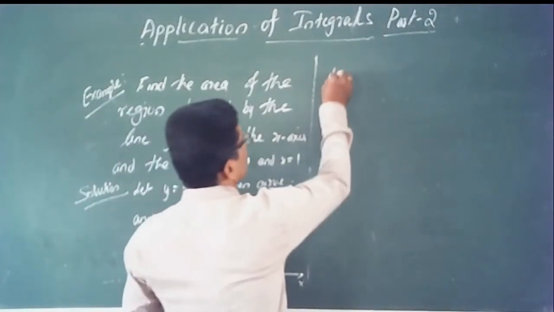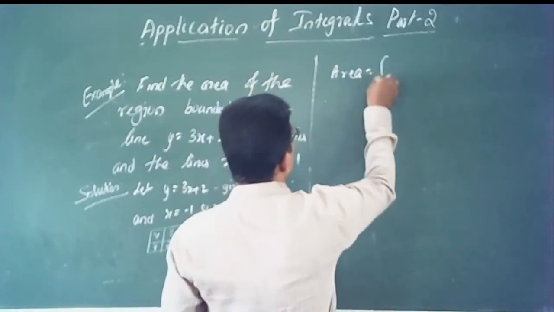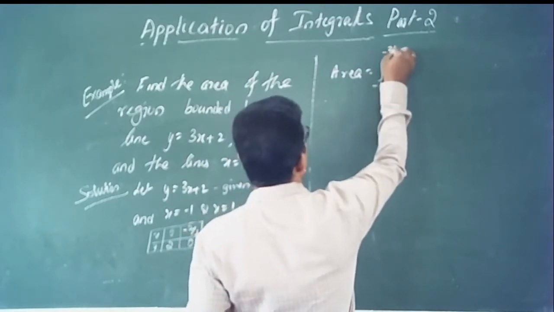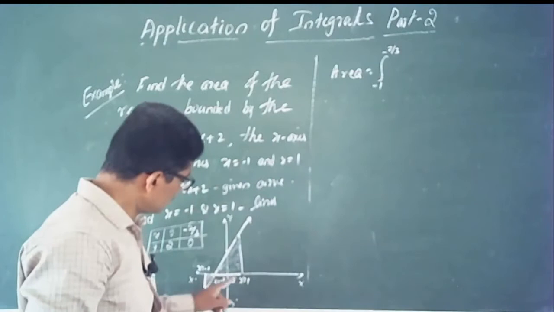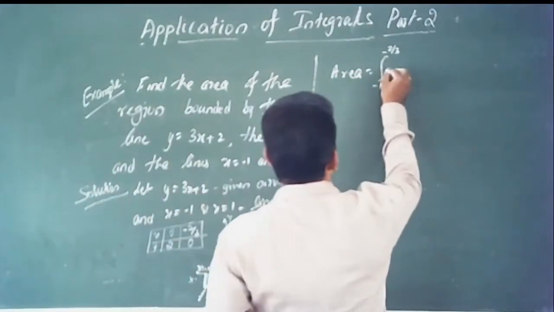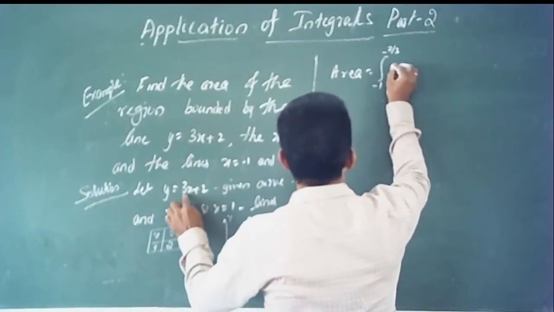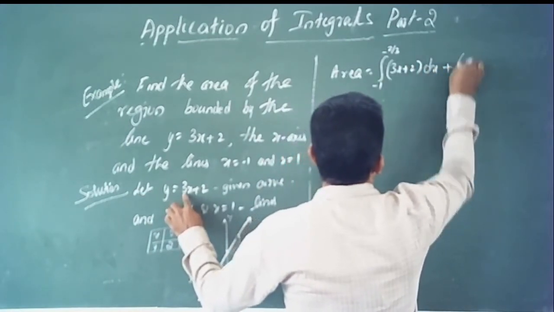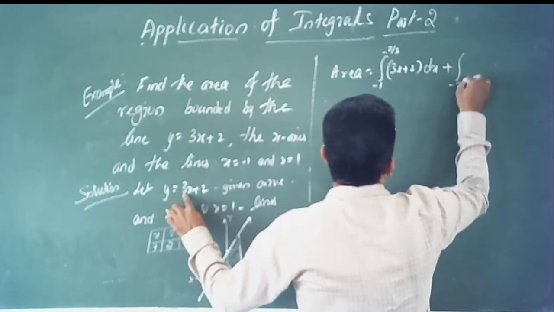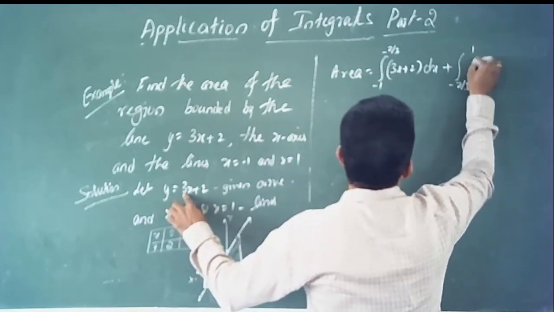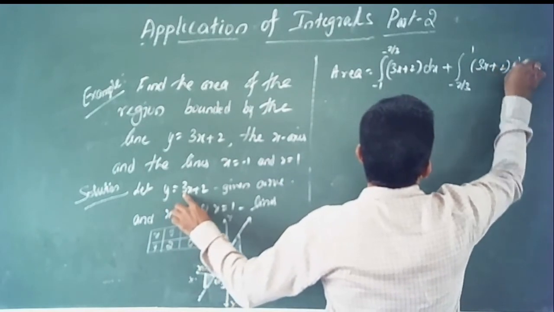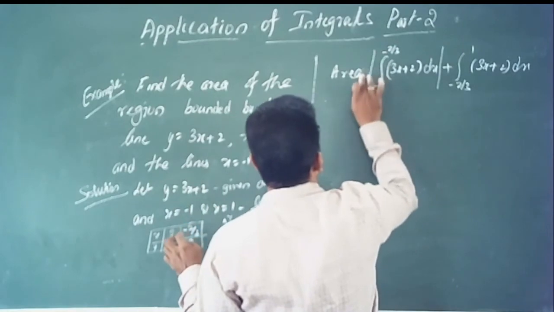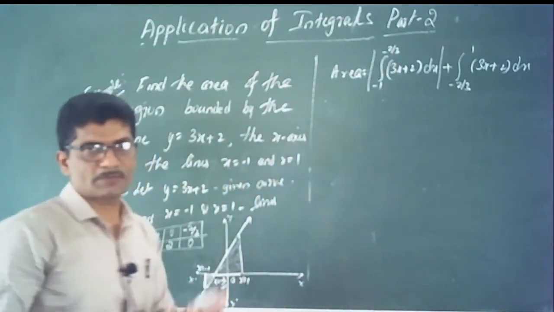Therefore, the required area is equal to the integral, we have to split and write, from minus 1 to minus 2 by 3, not 0, from here to here it is below the x-axis, y into dx. What is y? 3x plus 2 into dx, we can say directly from the curve. Plus, from minus 2 by 3 to plus 1, y means 3x plus 2 into dx. Here you know that this portion is below the x-axis, therefore we are taking the modulus sign, absolute value.